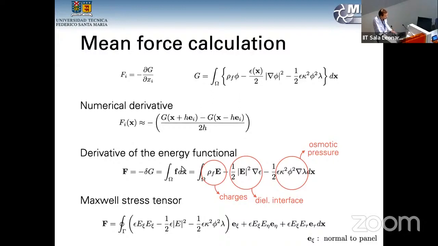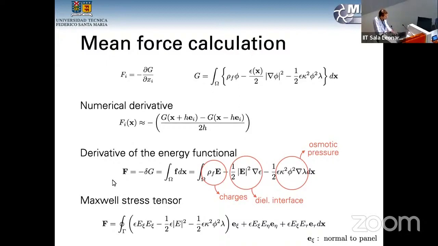Then there are two ways to compute the force more directly. One is taking the derivative of this energy functional. This is work by Gilson in the 90s, which is very nice because once you take that derivative, you can actually separate the force into three terms that have a lot of physical meaning. So this would be the force on the charges. The second one would be the force due to the dielectric interface. The third one would be the force due to the jump in the salt concentration. So it's essentially the osmotic pressure.